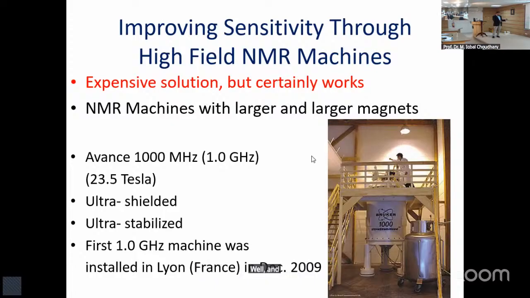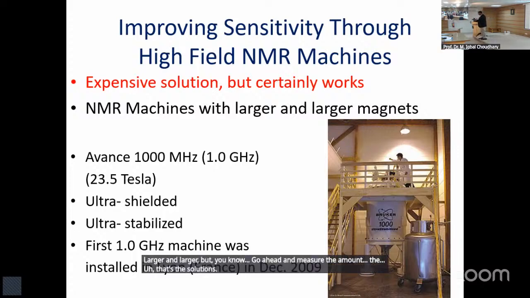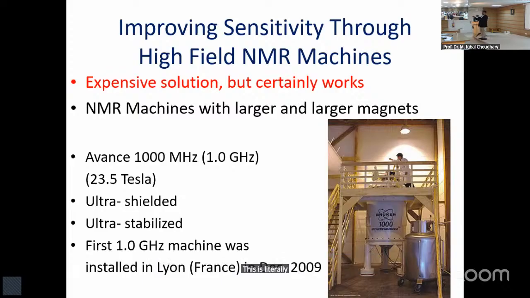And now 1.2 gigahertz, which is about a 25.8 Tesla machine. Larger and larger, but you can't measure expensive solutions. This is literally millions and millions of dollars. I don't really think that anyone in the Asian subcontinent, except China and Japan, or maybe Korea, would have a 1.2 gigahertz machine. One we have is about 800, but there's a cryo-800, which is about 900.